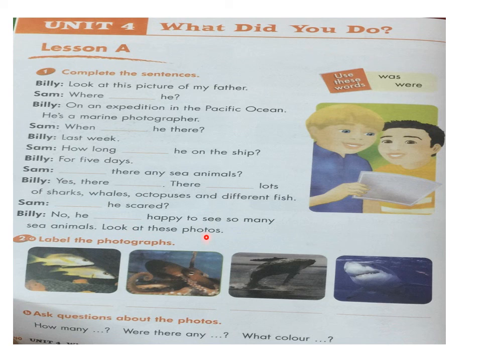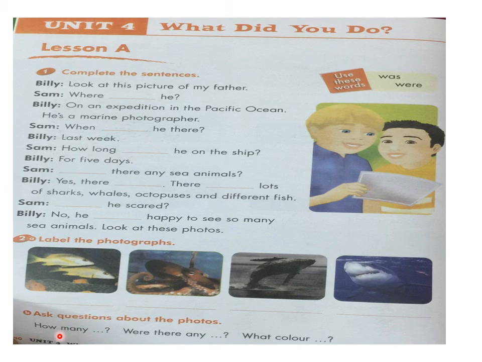Look at these photos. Now, can you write the name of these photos? Label the photographs. Here we have what? Yes, fish. Here, what's this? Octopus. What's this? Whale. What's this? Shark. Excellent. Now you can ask your friend. Ask questions about the photos.